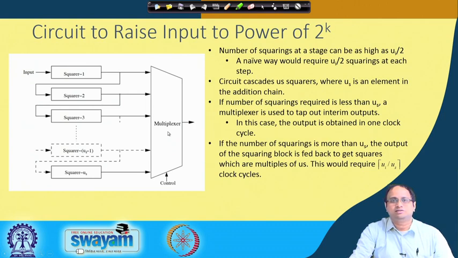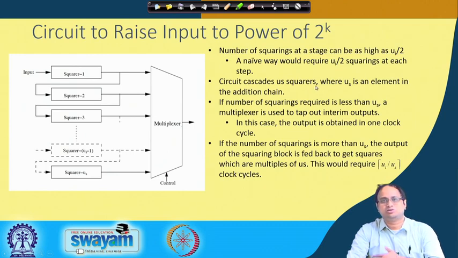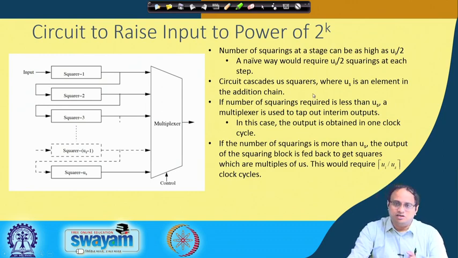So, how will I realize this by a hardware circuit? Here is a proposal. Of course, if I want to do a naive implementation, then I would have just some squarers and repeatedly applied those squaring functions. But that may not be efficient, because in the addition chain, as you go higher, there are places where you are doing a significantly large number of squarings, like here you are doing 116 squarings. Although the squaring circuit is efficiently implemented, if you are cascading so many squaring operations, then at the end of the day your performance will get affected.